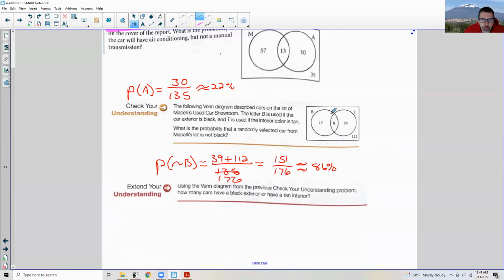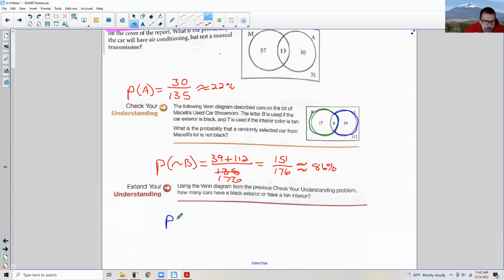So that word or means it can be a black exterior or a tan interior. All right, but be careful. If I do it this way, do not add this 8 twice. Either count it as a black exterior or count it as a tan interior. So if I were to do this problem, I would not include the blue going in there or the green, either way, and I'd do this. So it's going to be 17.